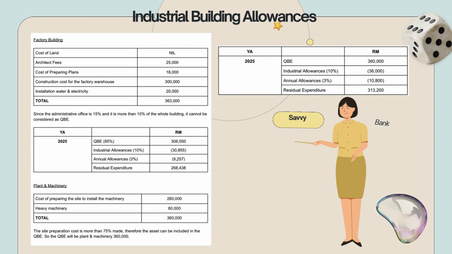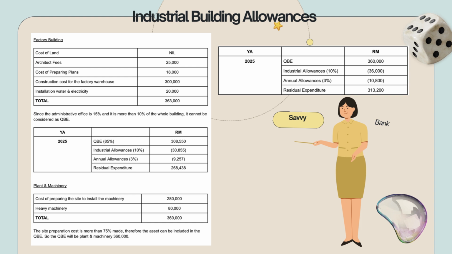Now, I'll continue with Part 2, which is the Industrial Building Allowances, or IBA. First, let's look at the factory building. The total cost of the building is RM 363,000, which includes the architect fees of RM 25,000, the cost of preparing plans of RM 18,000, the construction cost of the factory warehouse of RM 300,000, and the installation of water and electricity of RM 20,000. However, the cost of land is not included because it does not qualify for industrial building allowance.